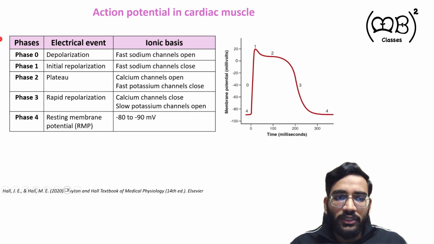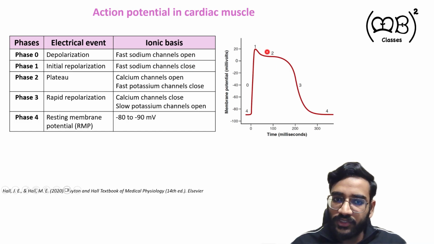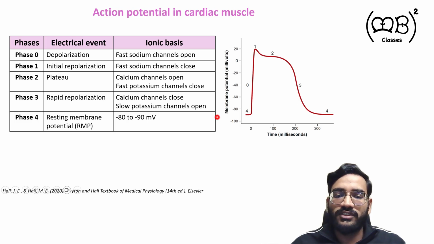Clear? So revising it: phase 0, depolarization, is because fast sodium channels open. In phase 1, the initial repolarization, the fast sodium channels close, the inactivation gates are closed. Then the plateau is because of the open calcium channels and the potassium channels closing, or decreased permeability of the potassium. After about 200 milliseconds, in phase 3, the rapid repolarization phase, the calcium channels close and the potassium channels are open, and there is efflux of potassium. And phase 4 is the resting membrane potential, which is about minus 85 millivolts.